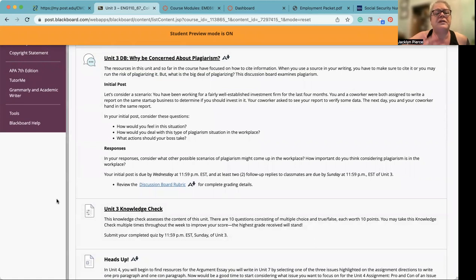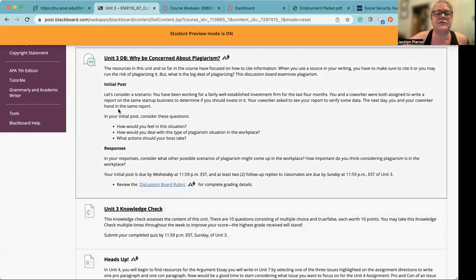So then your discussion board this week is all about plagiarism. And the resources, of course, in this particular unit have focused on how to cite the information. We really went over that in Unit 2 in depth. When you use a source in your writing, you have to make sure you cite it or you run the risk of plagiarizing. And of course, then the question becomes, why is that a big deal? Well, it's a big deal. So let's consider a scenario.